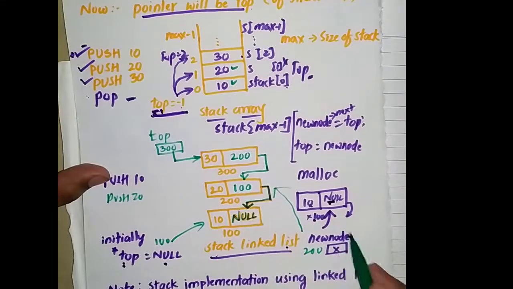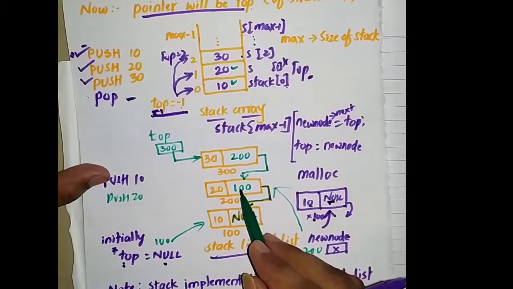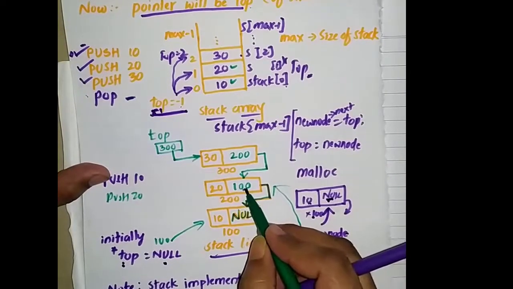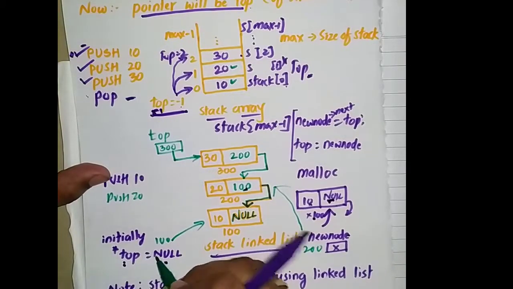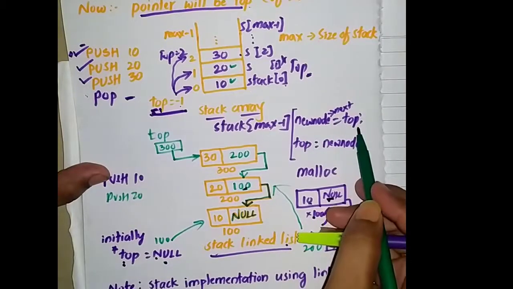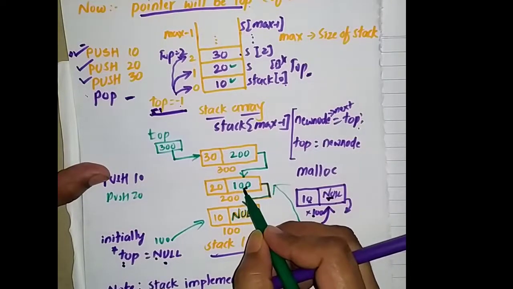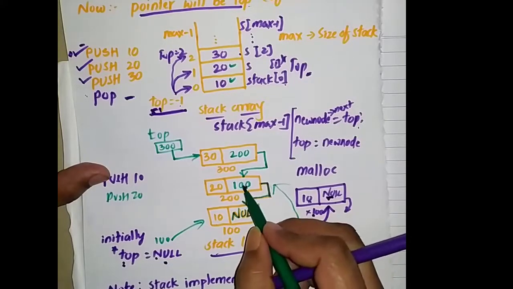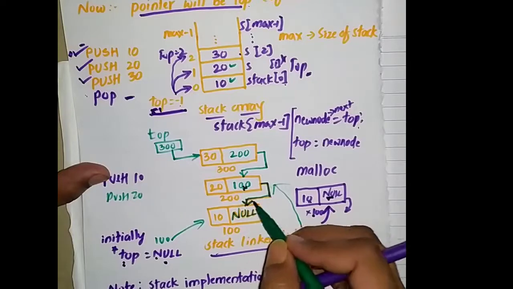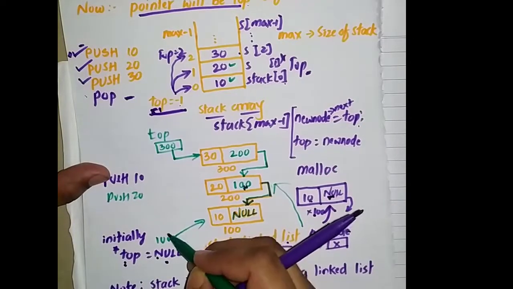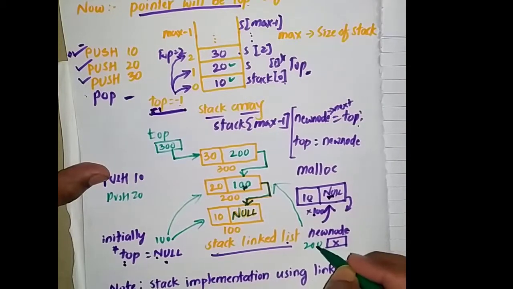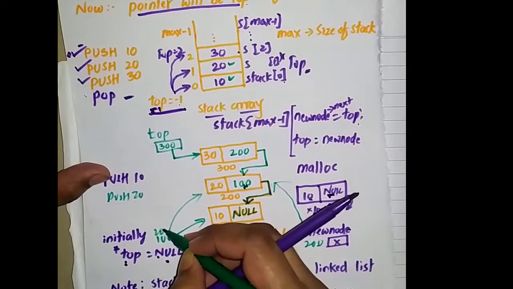Because this is initially null, what should be the address of the new node's next field? This is 100. Who is holding the value 100? That is top. So that's the line, new node next should be equal to top. So here the value 100 comes, and the link is created like this. Once the new node is created, top will be new node. So top is changing, and the new node is 200, so it will become 200.